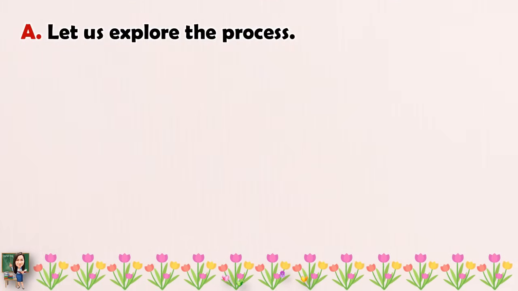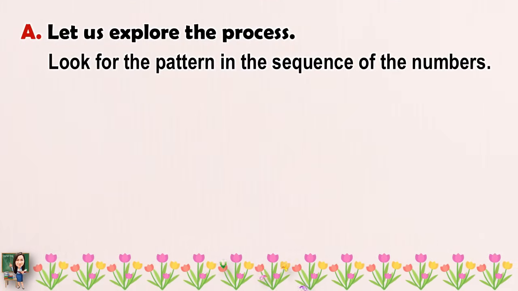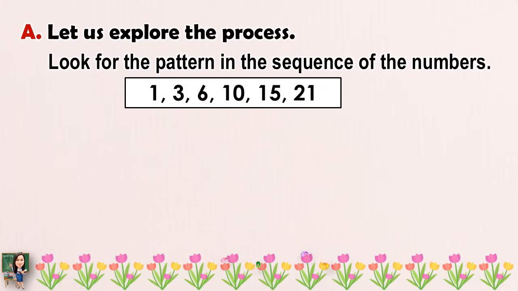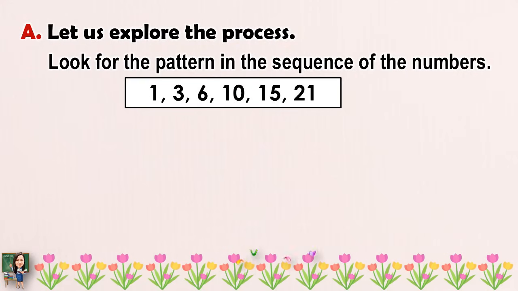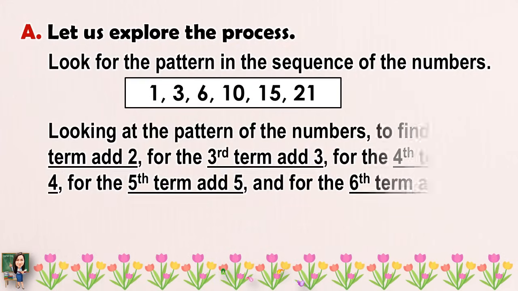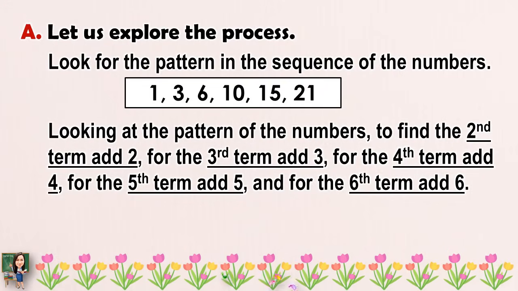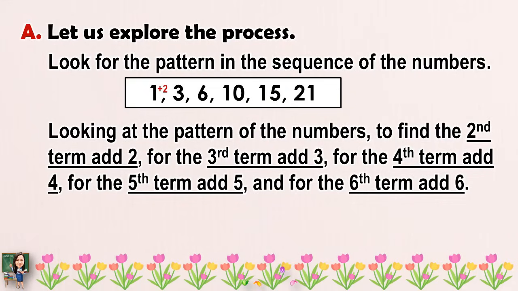Letter A. Let us explore the process. Look for the pattern in the sequence of numbers. Here is the pattern: 1, 3, 6, 10, 15, 21. Looking at the pattern of the numbers, to find the second term, add 2. 1 plus 2 equals 3.